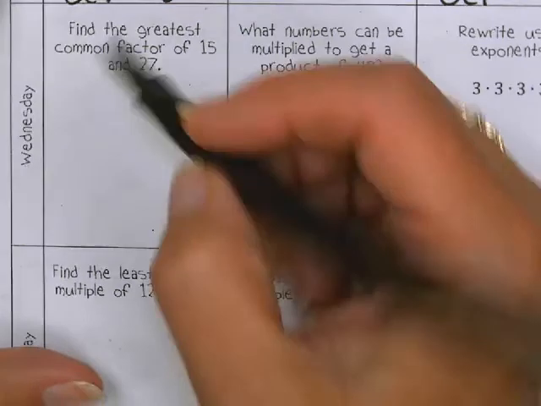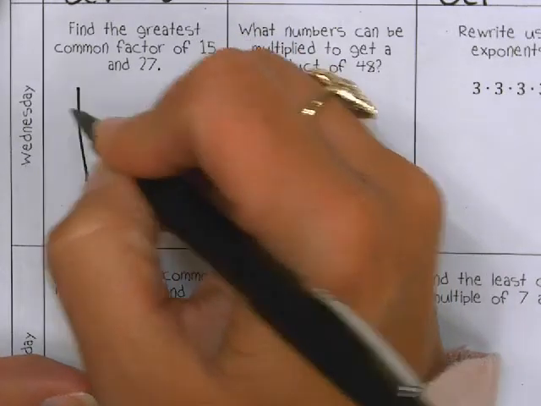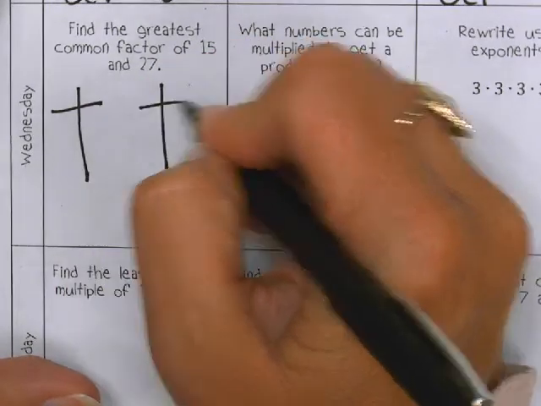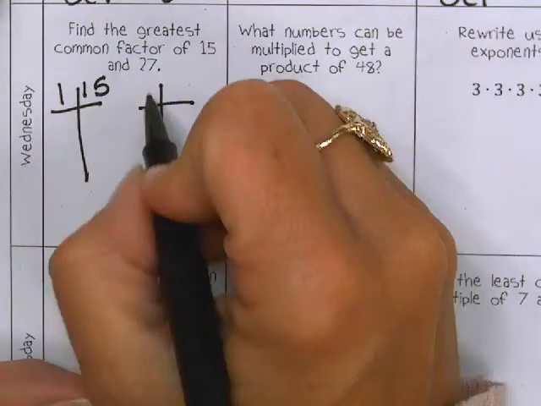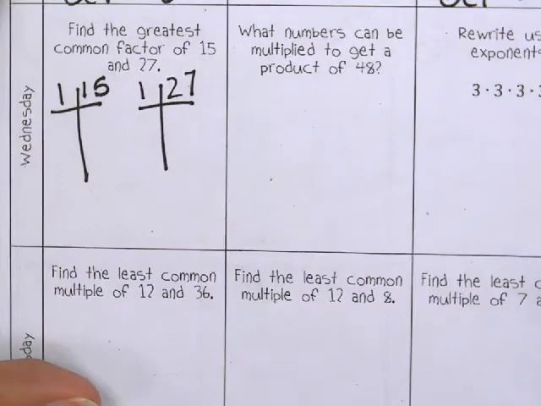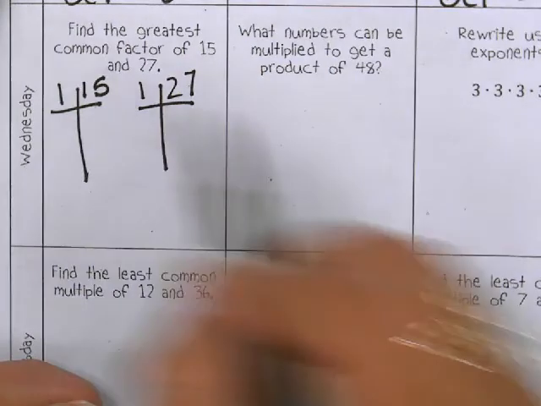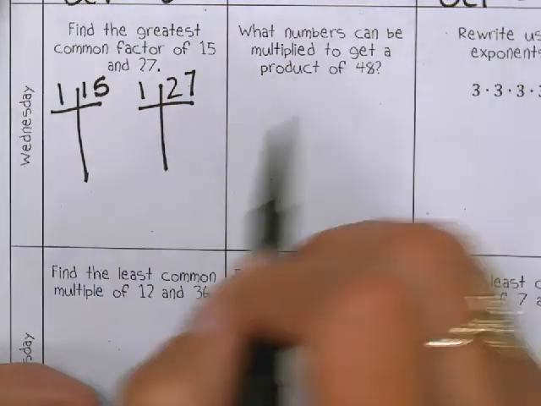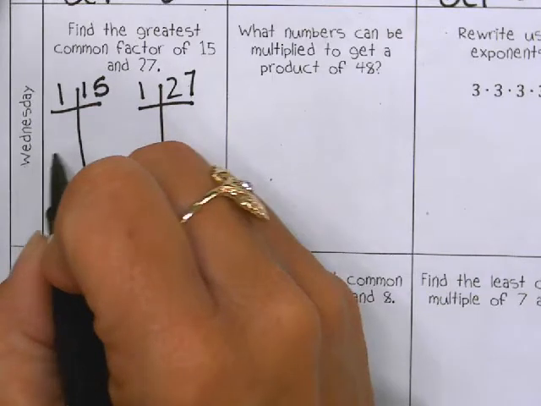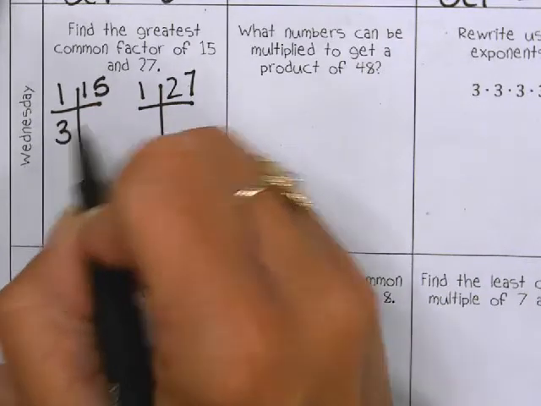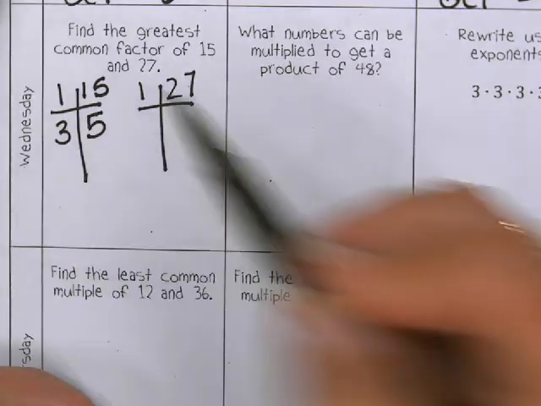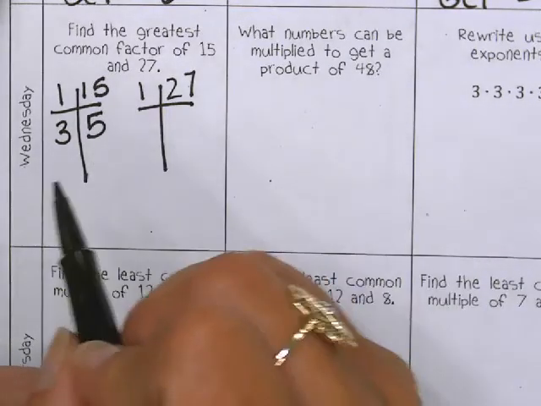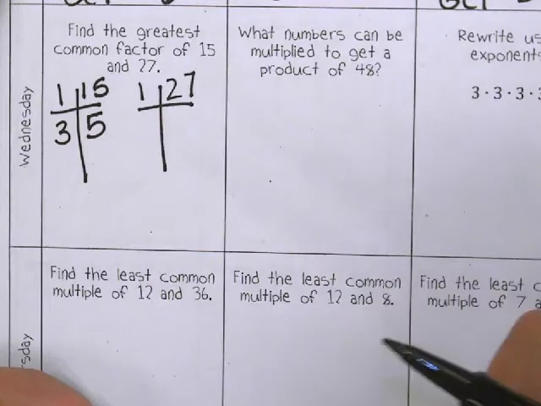We're going to use the same skills that we used yesterday. We're going to make that T-chart for each number. 1 times 15, I'm going to put at the top of my first one, and 1 times 27 at the top of my second one. We did 15 yesterday, so we should know that the factors of 15 are 1, 3, 5, and 15. So 1 times 15, and then 3 times 5. Those are called factor pairs.